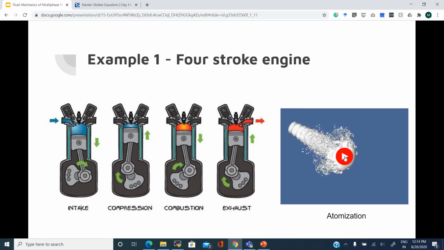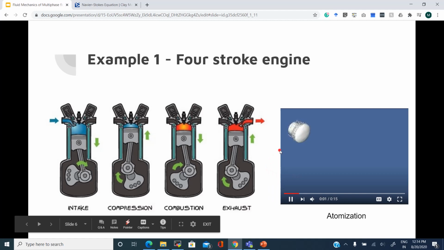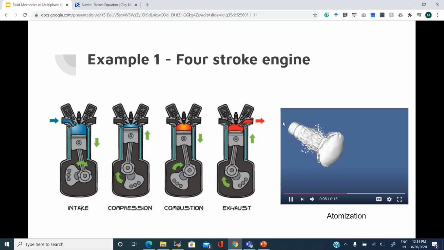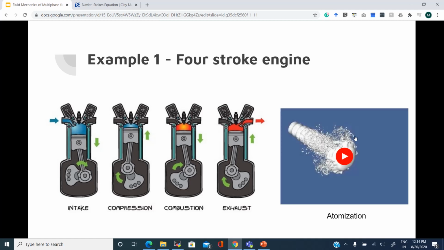So here I have shown a simulation of atomization of a jet. You can see that this is a pulsed jet, so there is some pulsation at the entry, and you can see these fine droplets that form after the breakup of this jet.